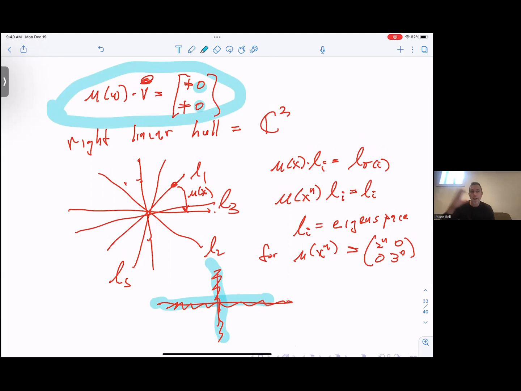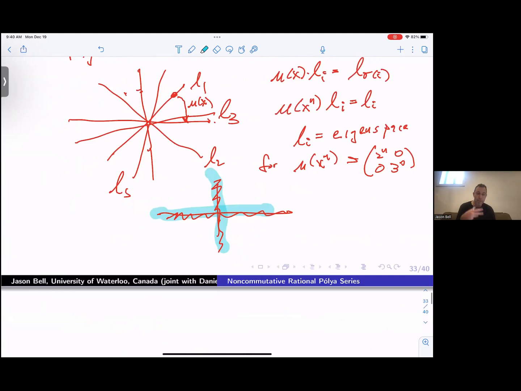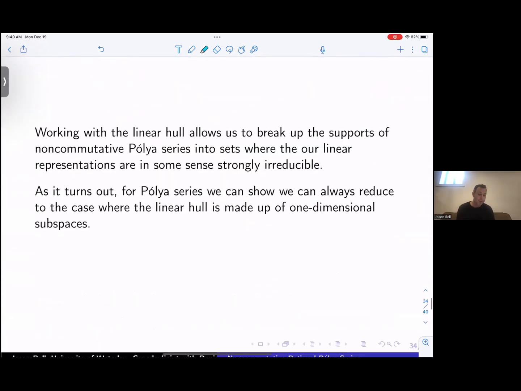But you can sort of play off linear hulls against each other, and you can always work with the one that's most favorable for you. We could reduce to the one-dimensional case in studying this by working with the left linear hull and not have to worry about the full two-dimensional space.